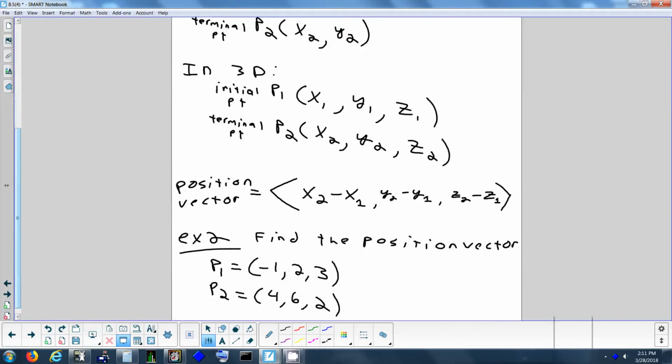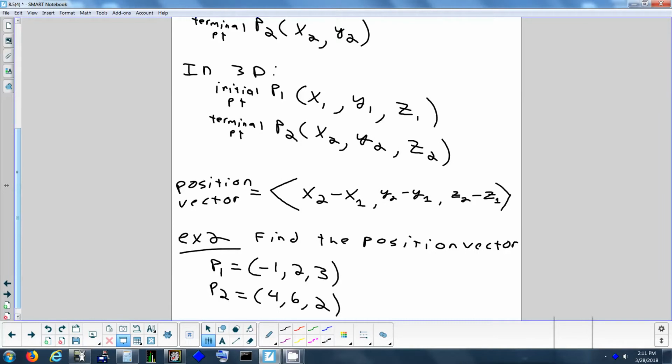So if you're going to make a reference sheet, really, I would just write the formulas in 3D down. Because if you have to do a problem in 2D, you could just pretend like the z's are what number? Yeah, 0. Just pretend that the z's are 0 if you want to use the 3D version. We're actually doing 3D, so the z's are not going to be 0 today.